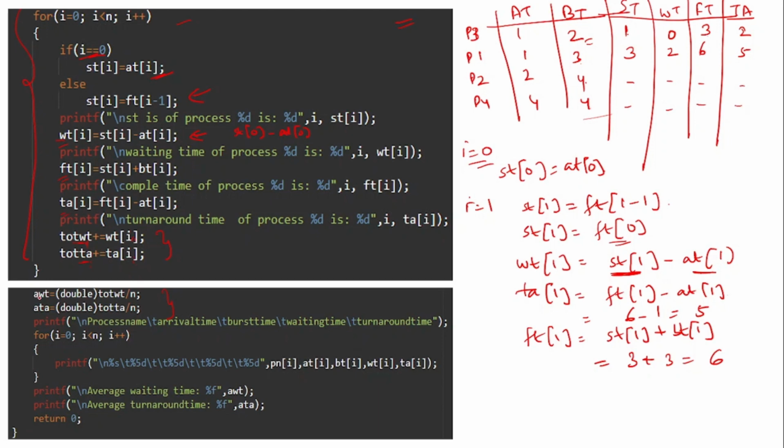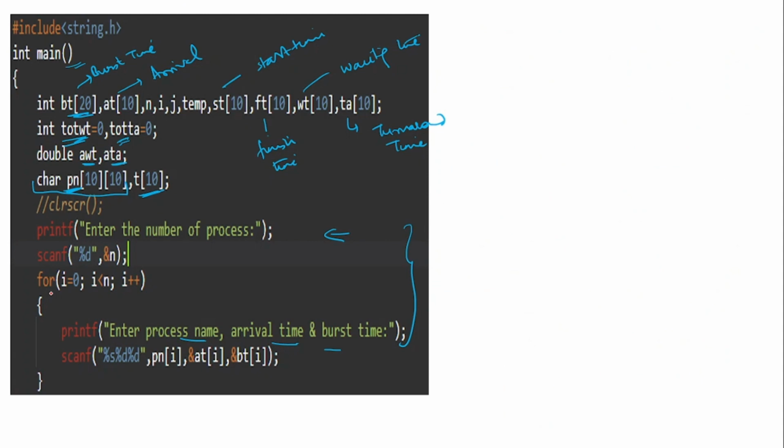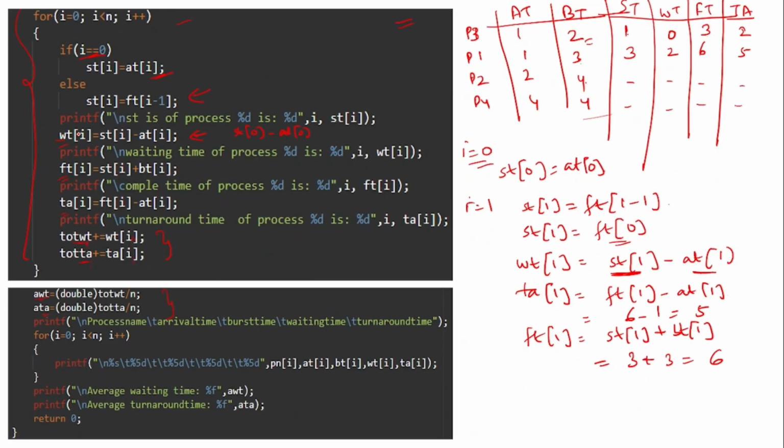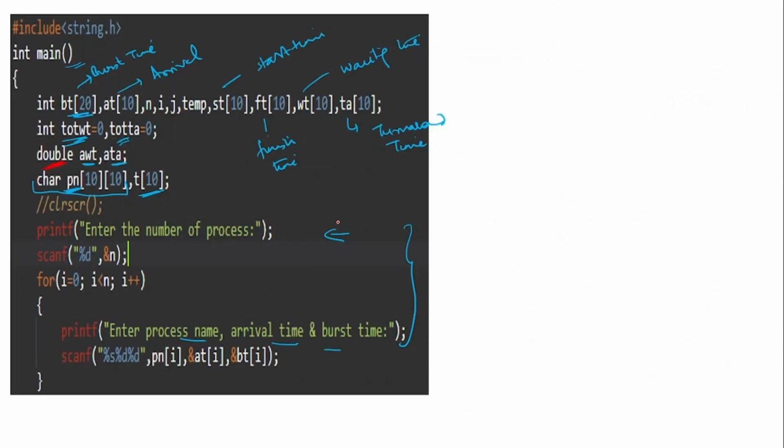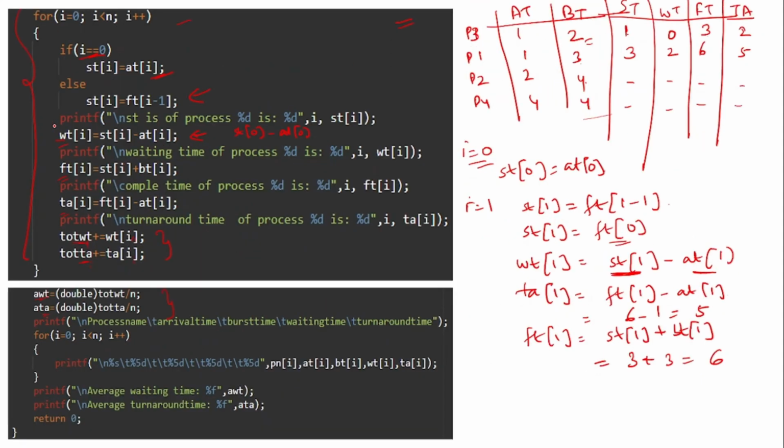One very important thing here: the average waiting time and average turnaround time, these two values are double, which means the data type here is double, because we will have fractional values involved. Whereas the total waiting time and total turnaround time were integers. So here we are converting an integer value to a double value, and the result would obviously be double. That's how we are casting, using the double variable for the conversion of one data type into another.